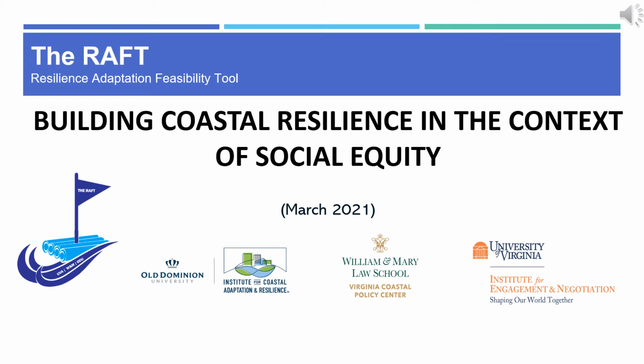Helping Virginia's coastal localities improve resilience to flooding and other coastal storm hazards while remaining economically and socially viable. This is the goal of the Resilience Adaptation Feasibility Tool, or the RAFT. But the RAFT focuses on helping coastal communities build coastal resilience in an equitable way by focusing on resilience through the context of social equity.